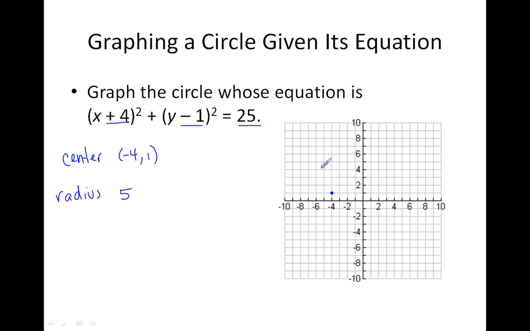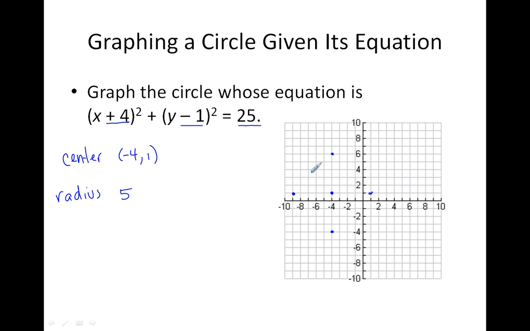Now, for the radius, we simply go in our 4 cardinal directions, that many spaces. So I'm going to go up 5, and I'm going to put a point. And then from my center, I'm going to go to the right 5 and put a point. From my center, I'm going to go down 5 and put a point. And from my center, I'm going to go to the left 5 and put a point.